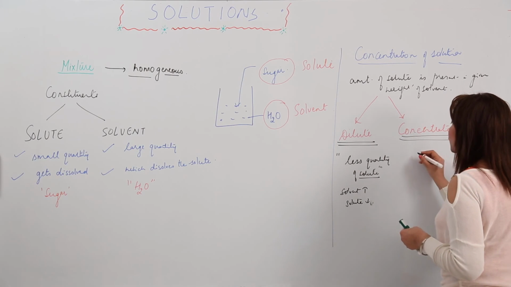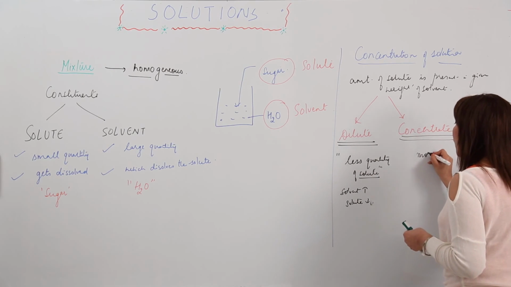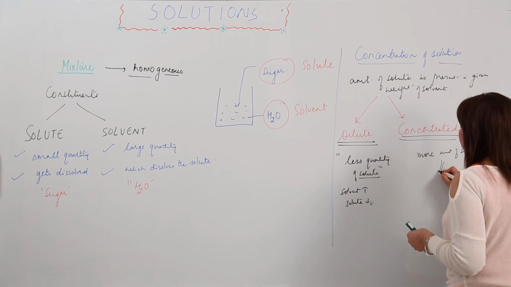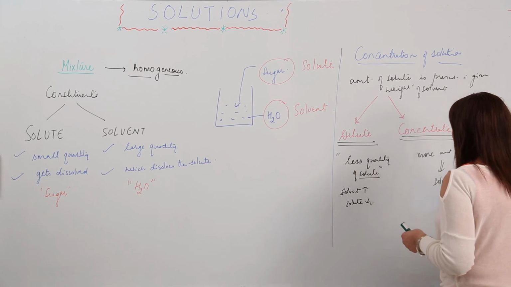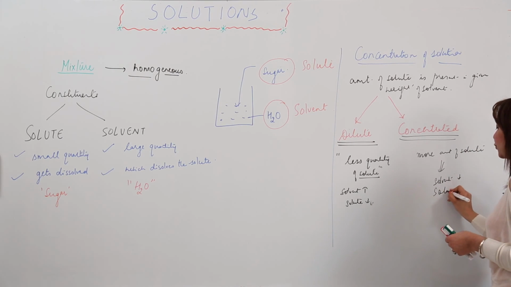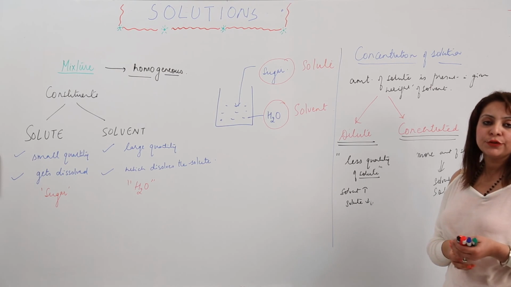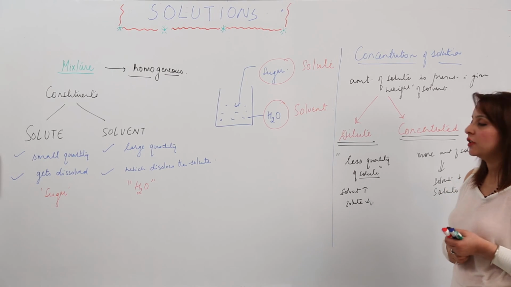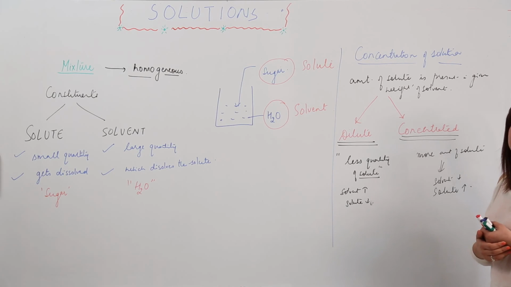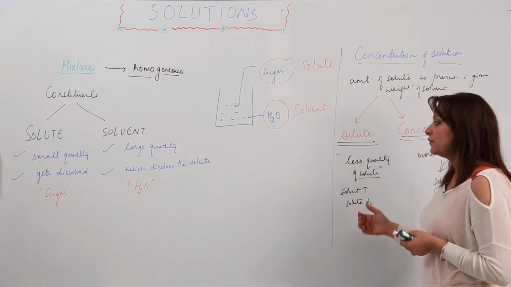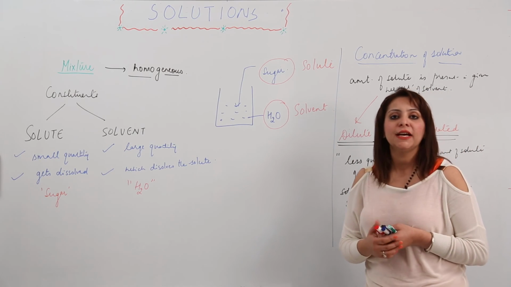And what does concentrated mean? Concentrated means it has more amount of solute as compared to solvent. That means the concentration of solvent is less and the concentration of solute is high. So whenever there is more concentration of solute and less concentration of water, your solution is going to be concentrated. And whenever there is more concentration of solvent and less concentration of solute, it is said to be dilute.